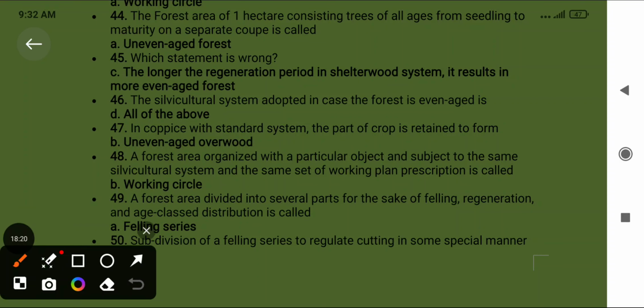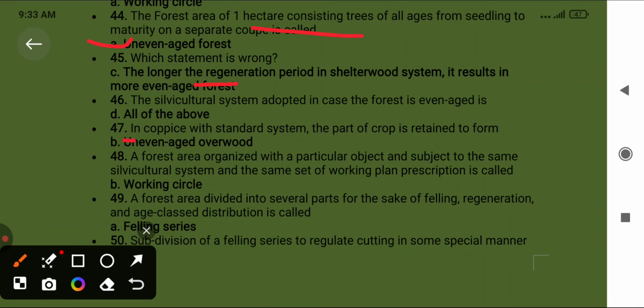The forest area of one hectare consisting of trees of all ages from seedling to maturity on a separate coppice is called an uneven-aged forest. Which statement is wrong? The longer the regeneration period in the shelterwood system, the more uneven the age results. The silviculture system adopted in case the forest is even-aged is clear felling. In coppice with standards system, part of the coppice is retained to form uneven age.